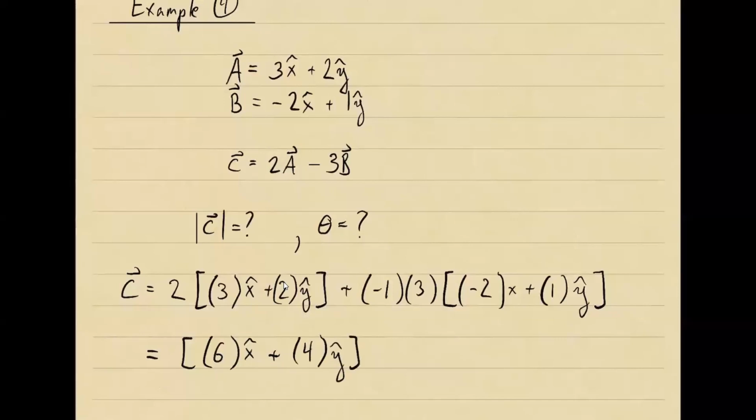Just like that. Then we go over here. So negative 1 times 3 is negative 3. And then we're going to distribute that through to each component of B. So we have negative 3 times negative 2. This becomes 6 in the x direction. So then we have negative 3 times 1. This becomes negative 3 in the y direction.